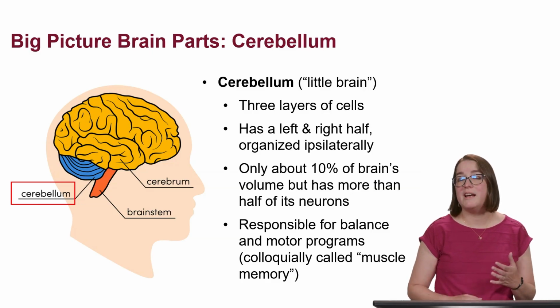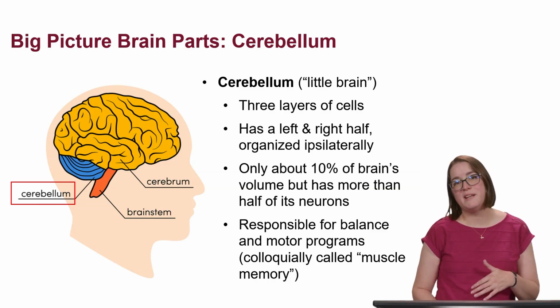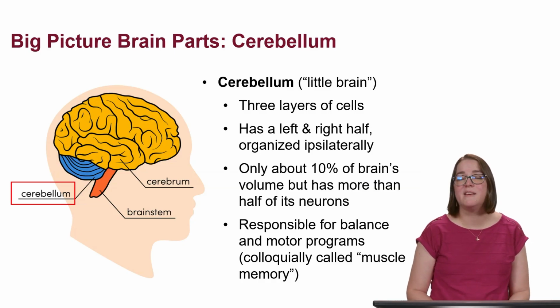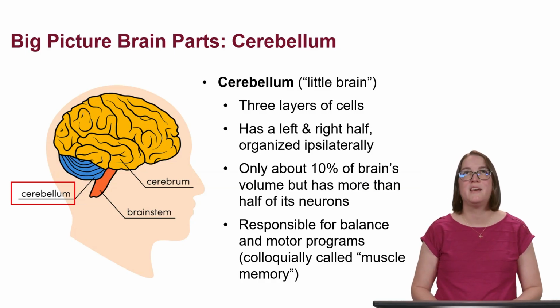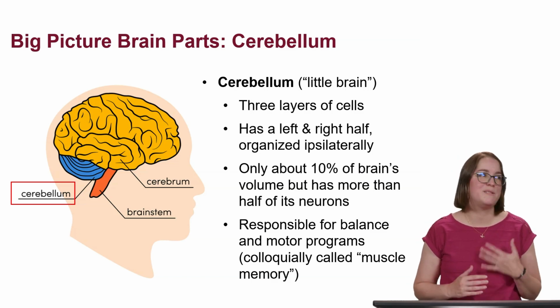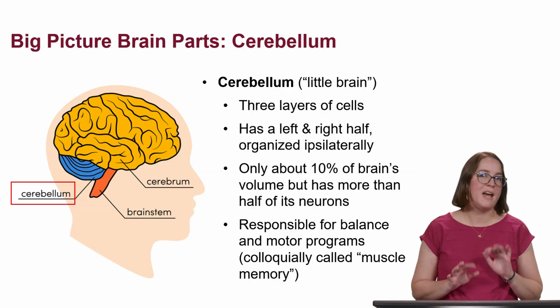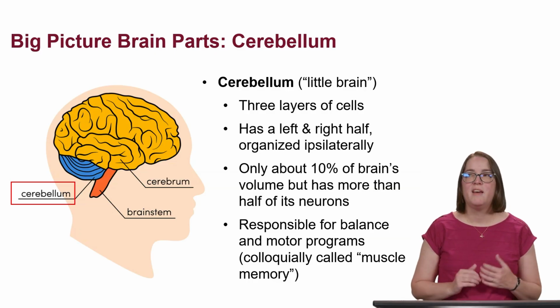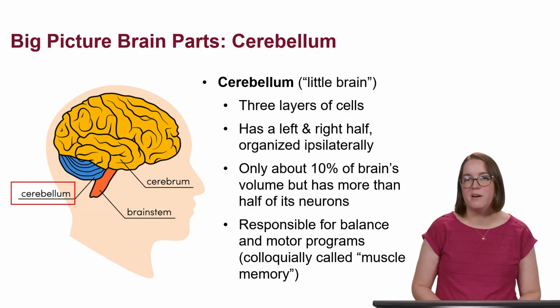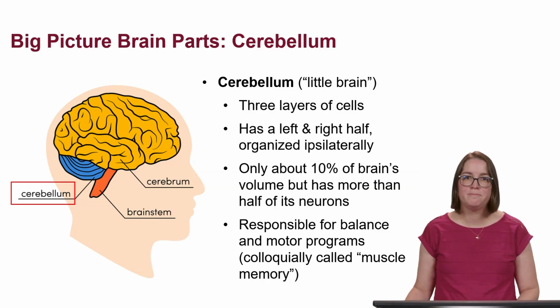It is organized ipsilaterally, which of course means same side, so the right cerebellum controls the right side of the body, and vice versa. The cerebellum is responsible for balance and well-practiced, precisely timed series of motor movements, like learning a specific dance routine or typing out a familiar password. The sorts of things that are often called motor memory would more accurately be called cerebellar memory.